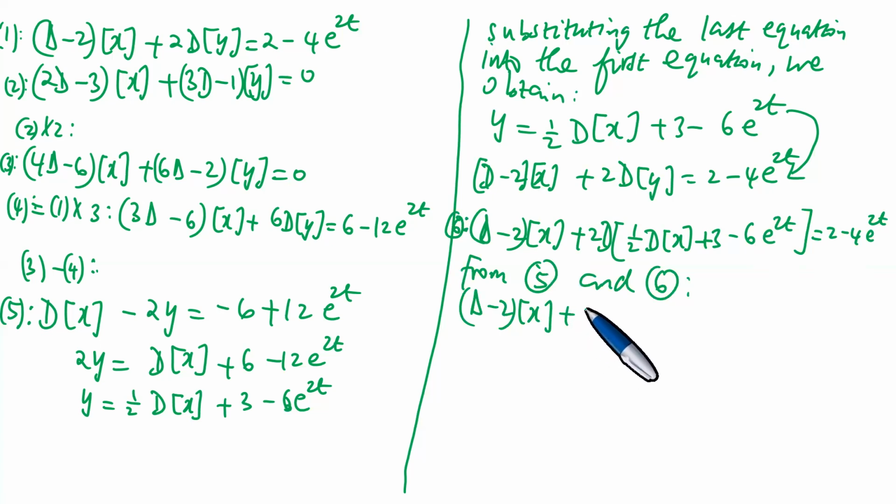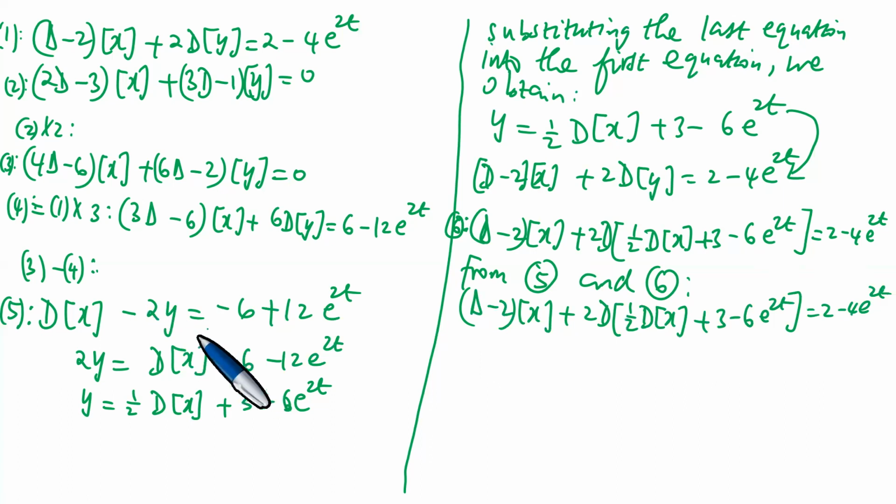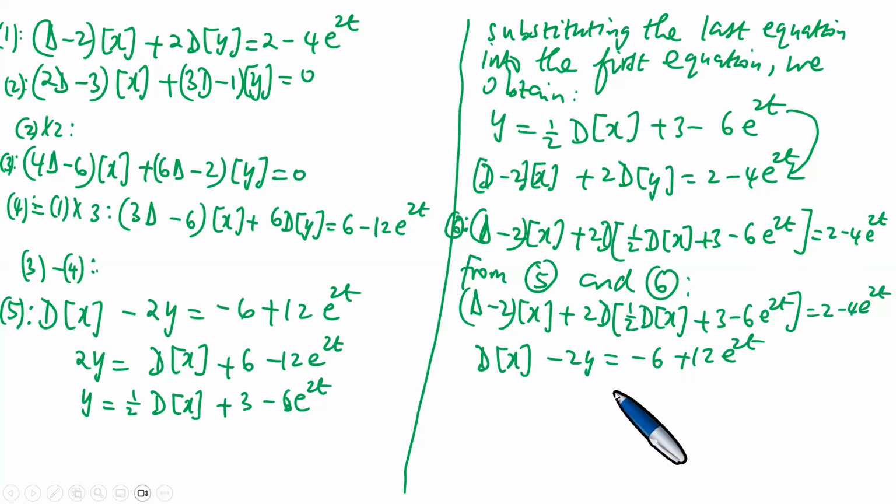We multiply through by the D and add like terms, to be smarter, because we can still perform further algebraic manipulations on differential equation 6. So we have 3 minus 6e to the twice t, and this is equation 6, and we have equation 5. In comparison with the objective, the triangular system in which the D operating on y has been totally eliminated, we now have equation 5, which is the D operator on x minus twice y, which equals minus 6 plus 12e to the twice t. This is exactly what we have.